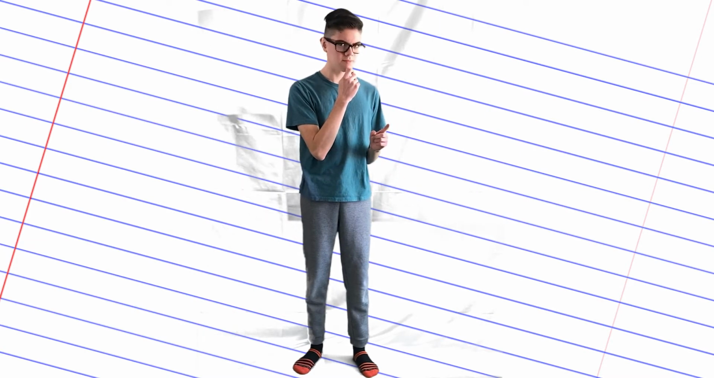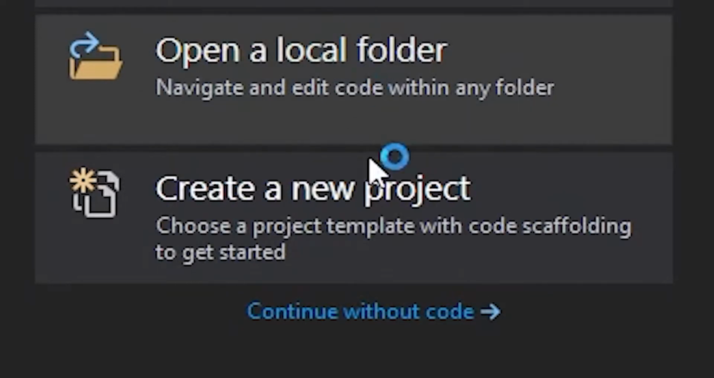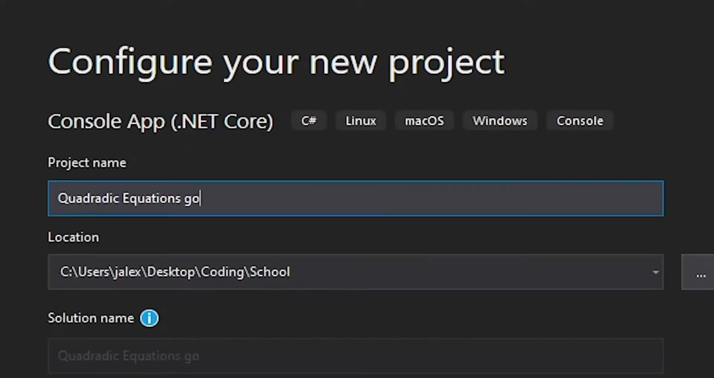So anyways, I thought to myself, what if I made a program that solved my quadratic equations for me, and then I don't even have to do my homework? So I decided to make a C# project, give it a fun name, and let's get started.